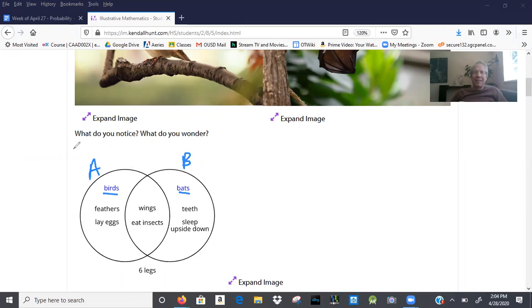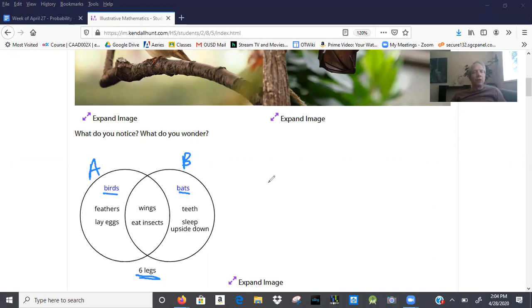And everything that's not in the set is not a characteristic of birds or bats. So six legs is not a characteristic, whereas wings and insects is a characteristic of both. This section in the middle is called the intersection. Birds have feathers and lay eggs, which bats do not, that's why that's out here. And bats have teeth and sleep upside down, which birds do not, so that's out here. This is a really powerful way to represent certain relationships.